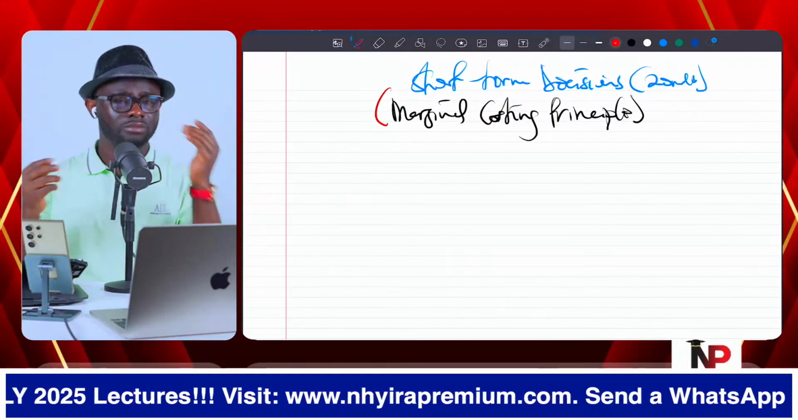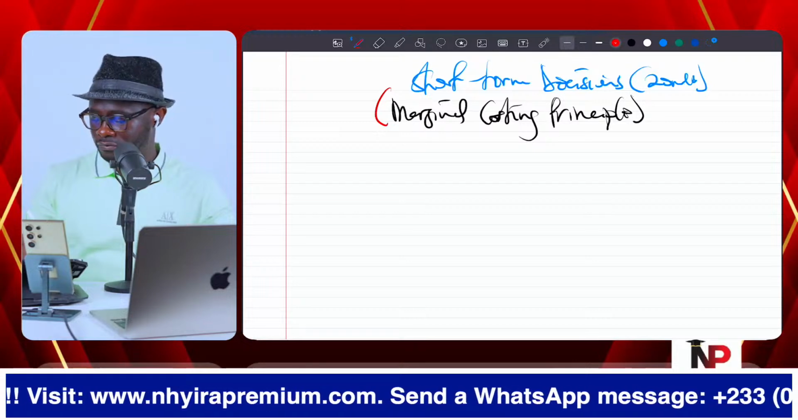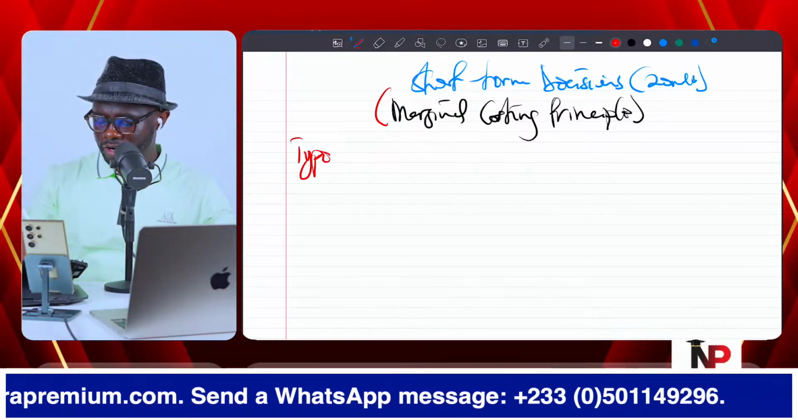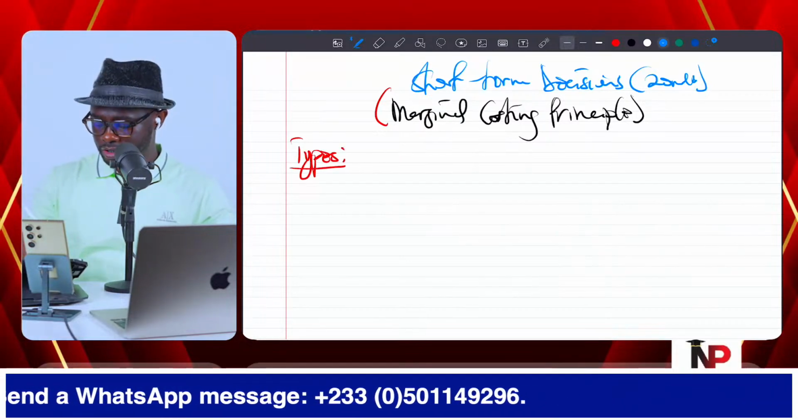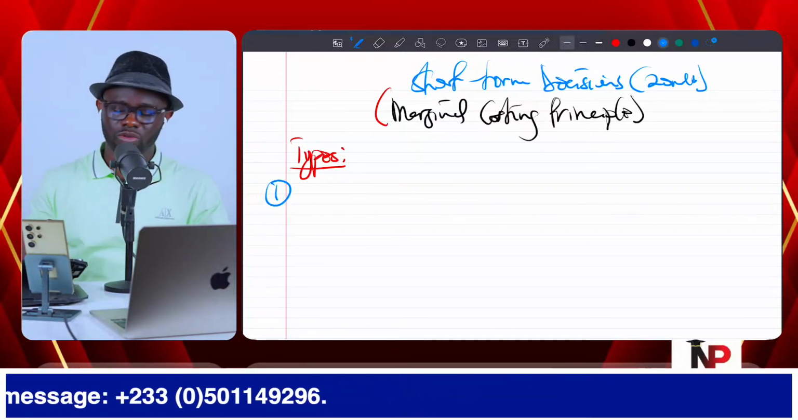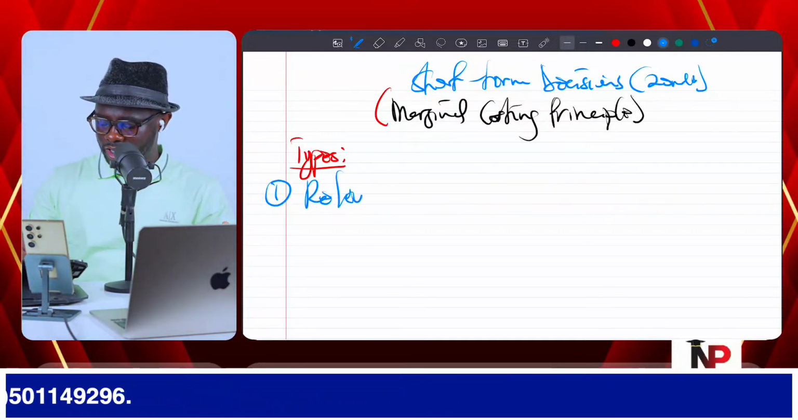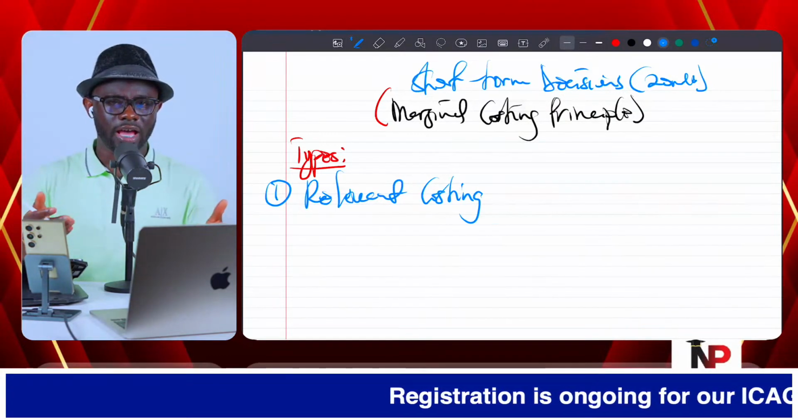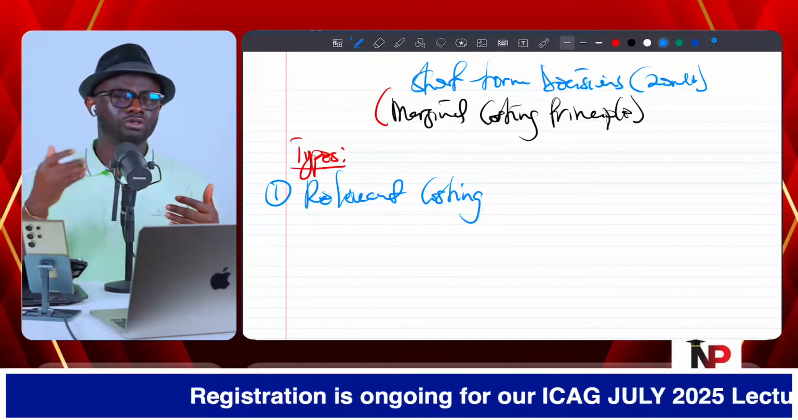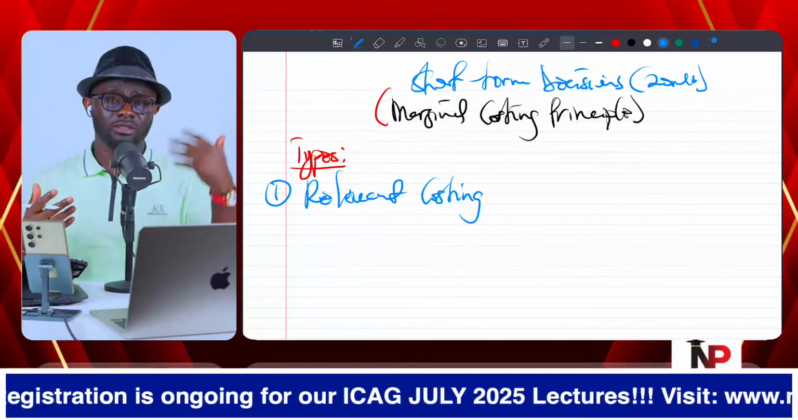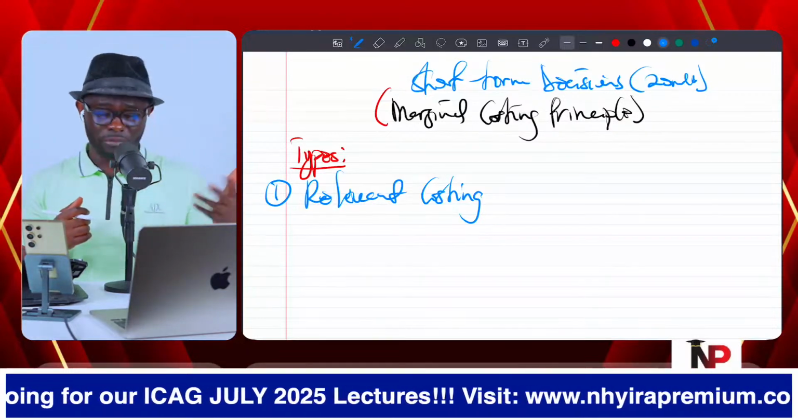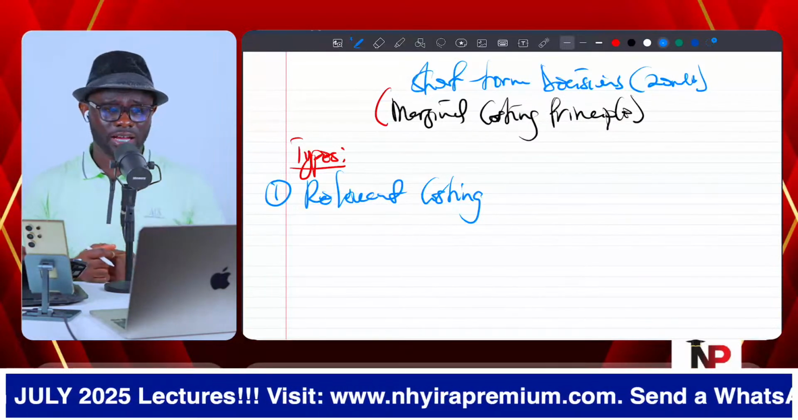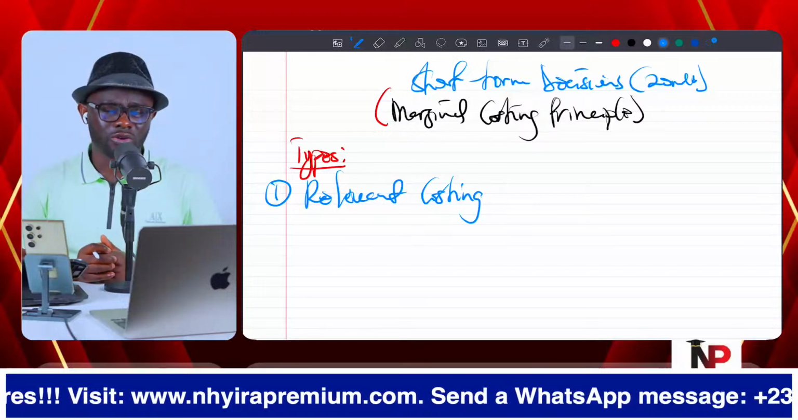Now, what are the short-term decisions you must be mindful of? The following are the various types of short-term decisions based on what the entity is seeking to do. So we have relevant cost analysis or relevant costing. When an entity receives a one-off order or one-off contract, how do they determine the minimum price they can set or the minimum amounts they can charge the customer? We apply the relevant costing principle.